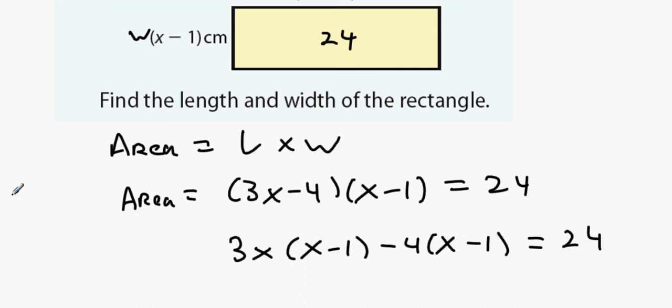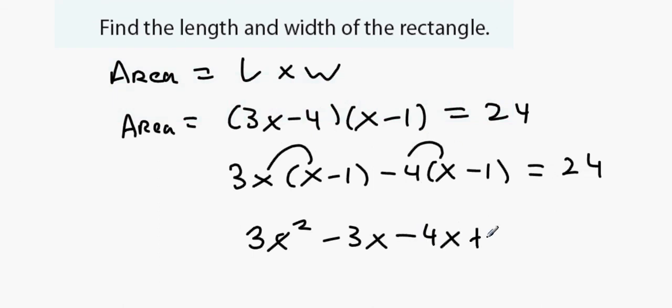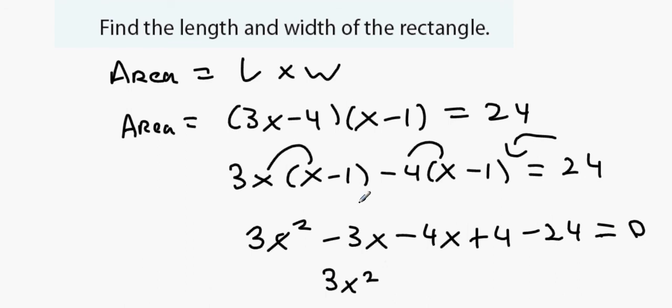Then we're going to multiply it out. And we get 3x squared minus 3x minus 4x plus 4. Bring over the 24, minus 24 equals 0. And now we know that it's going to be 3x squared. Now the two of these here are going to combine together to make minus 7x. And the 4 and the 24 are going to combine together to give you minus 20 equals 0.